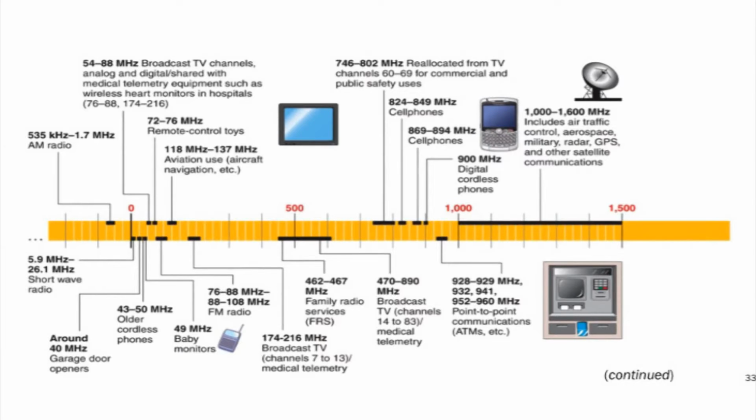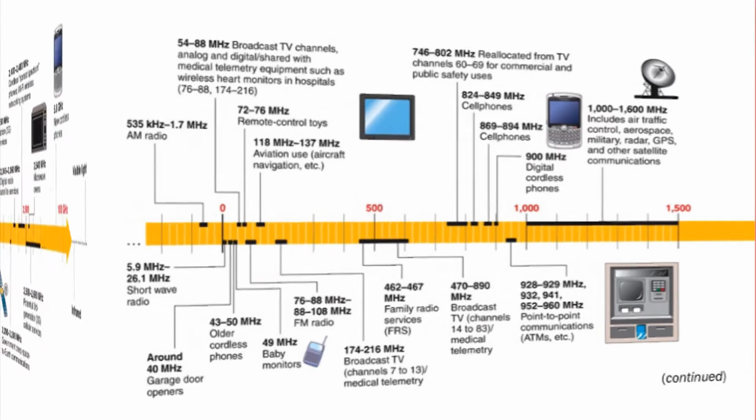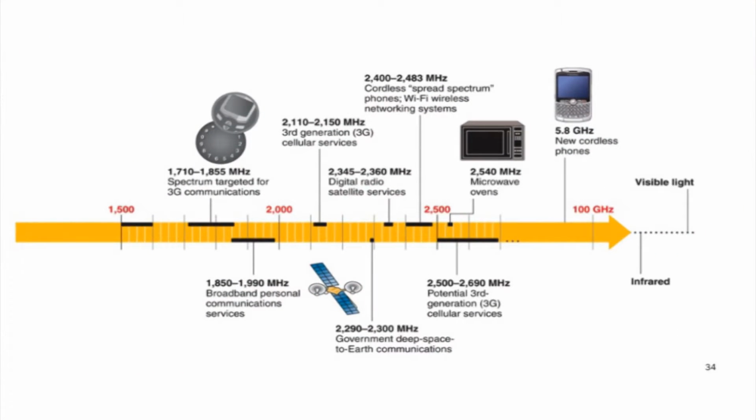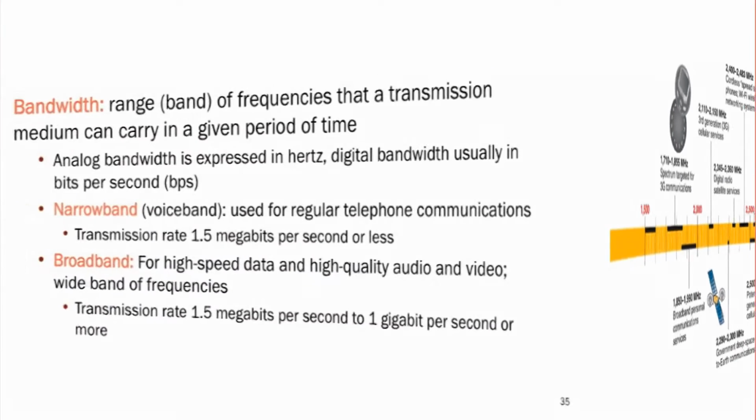So here are some examples. Like I said, way down here at the very bottom we have AM radio, and then up here at the top we get to some of those higher frequency devices. Here's the BlackBerry, and then all the way up to 5.8 gigahertz, which is the newest cordless phones, and a little bit beneath that we see microwave ovens, 3G devices, etc. You can peruse that graphic at your leisure.